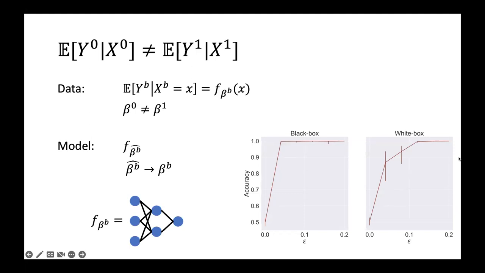We perform experiments for this setting where we model f as a neural network with random weights. And then we vary how much these weights differ between distribution D0 and distribution D1. This difference is measured by epsilon, so the larger epsilon is, the larger the difference. As we can see here in the plots on the right, the larger this difference is, the more successful distribution inference attacks are, which maybe is not surprising.